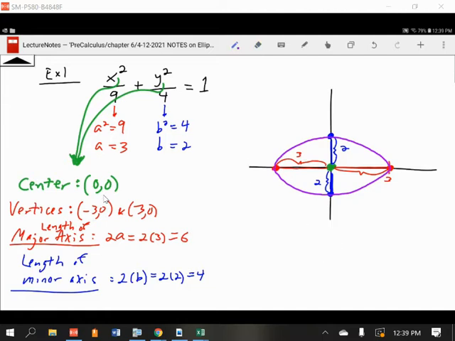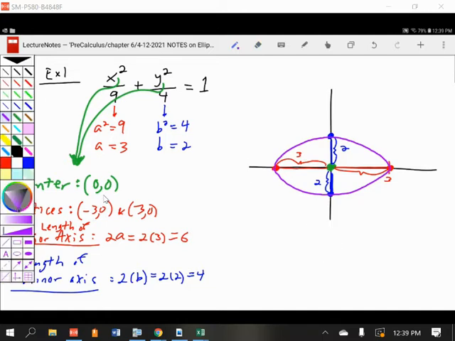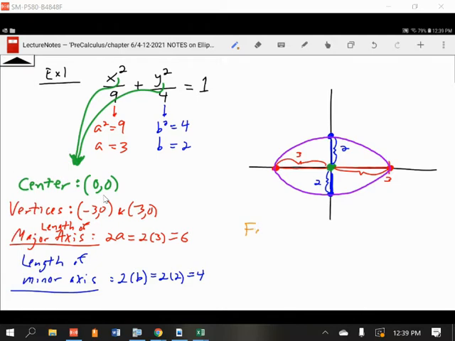How do I get the foci? To get the foci, we'll use orange. Remember, the foci are c units from the center, where c is the square root of a squared minus b squared. You take the bigger number, which is 9, minus the smaller number, which is 4, and we get the square root of 5. The foci are c units from the center. So in this case, c is not a super nice number. The square root of 5 is irrational.